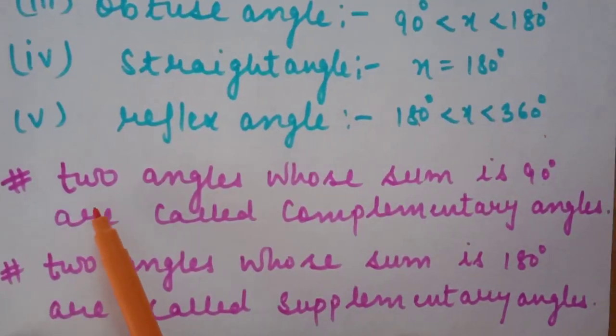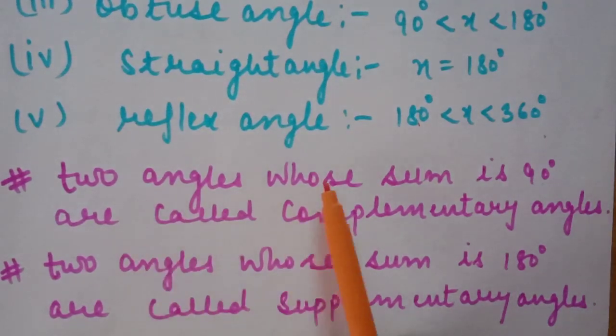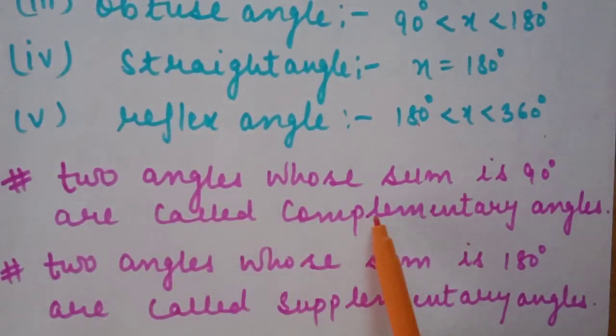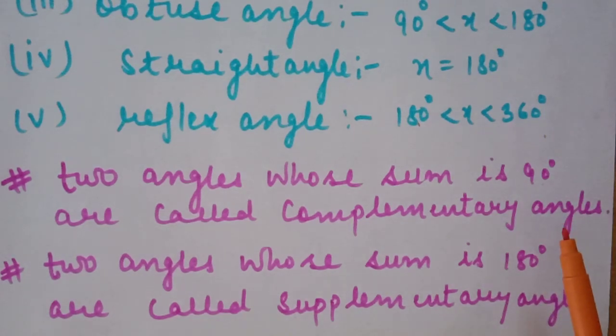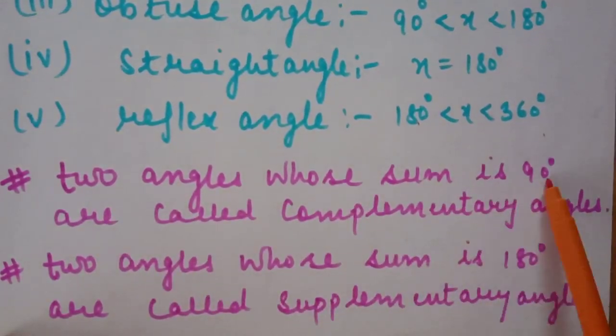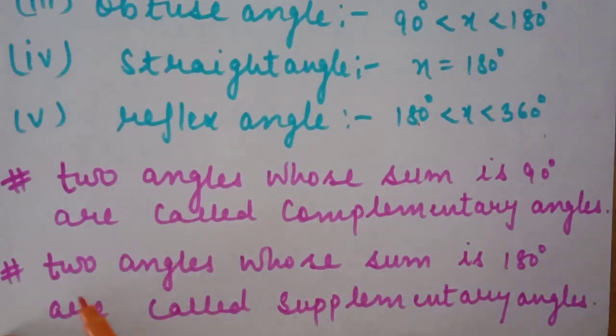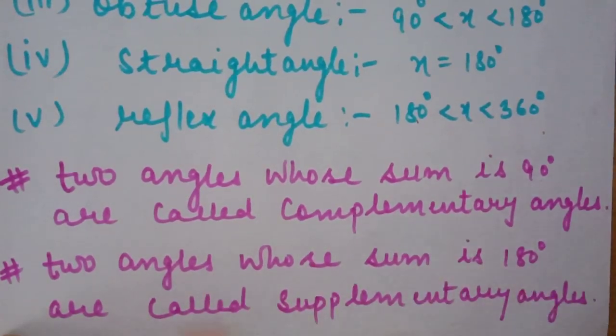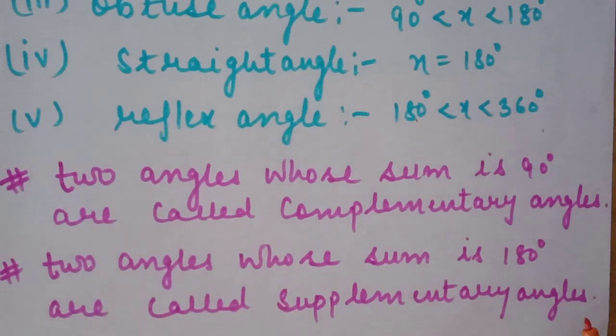Next one is complementary angles. Two angles whose sum is 90 degree are called complementary angles. We can understand this like that: if we have one angle and we are going to find the complement of that angle, the complement is always the one which makes the sum 90 degree. Two angles whose sum is 180 degree are supplementary angles. Those two angles whose sum is 180 degree, we call them supplementary angles.